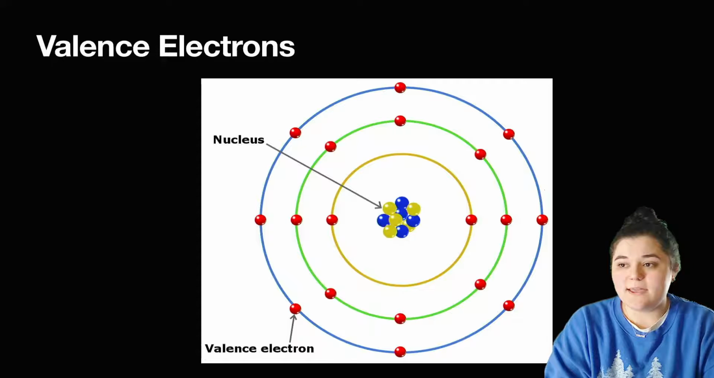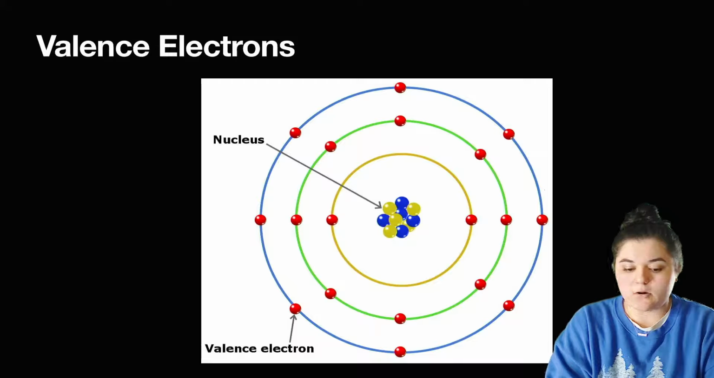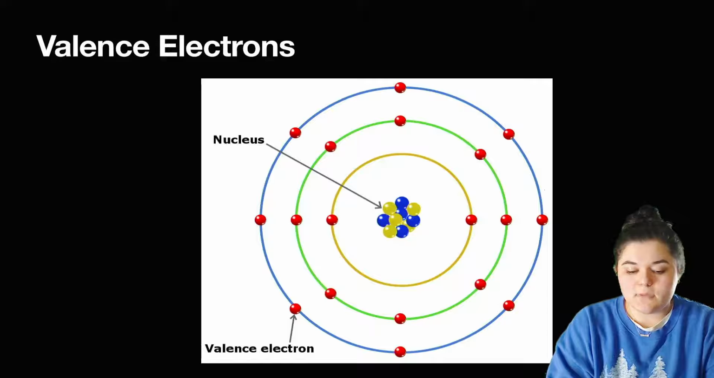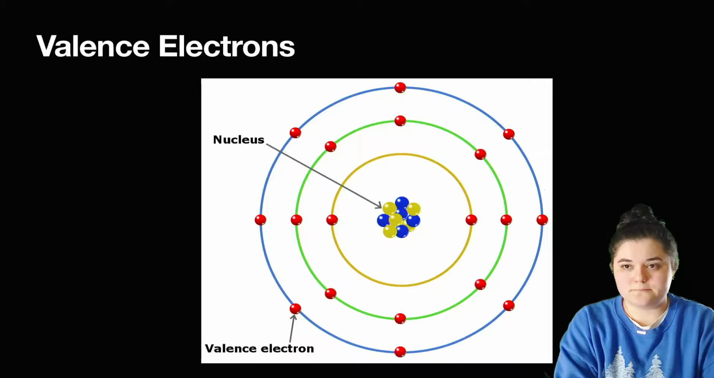Then you have valence electrons. Any electrons located within the outer shell of an atom are known as valence electrons. These electrons explain much of electrical theory.